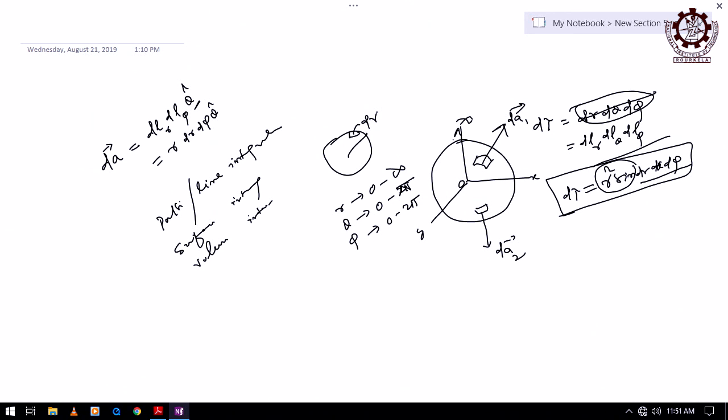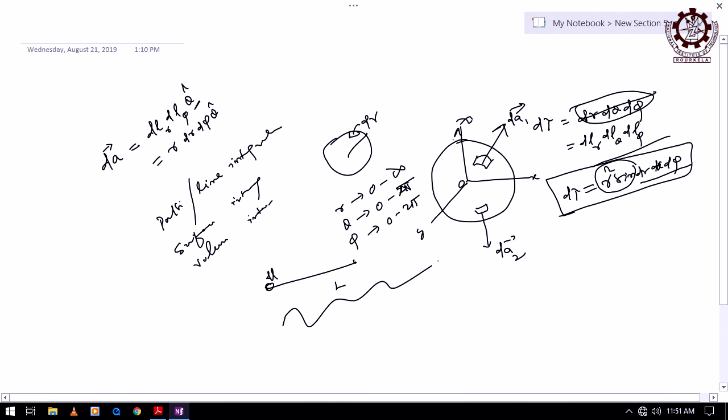Surface, right. Similarly, if this length is let us say L and I take an elementary length dl over the length, if I integrate, then it should give you L, total length. That is path integration. The path may be straight or whatever it may be, right. That is for line integration or path integration.